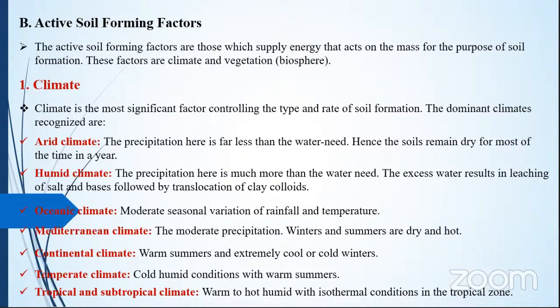What is the very first? Climate. Very first, we will see the climate. Climate is the most significant factor on the type and rate of soil formation. What are the dominant climate regions? Climate influences the soil, and irrespective of the parent material, the final soil conditions are completely different. Especially, we have many different climatic conditions.